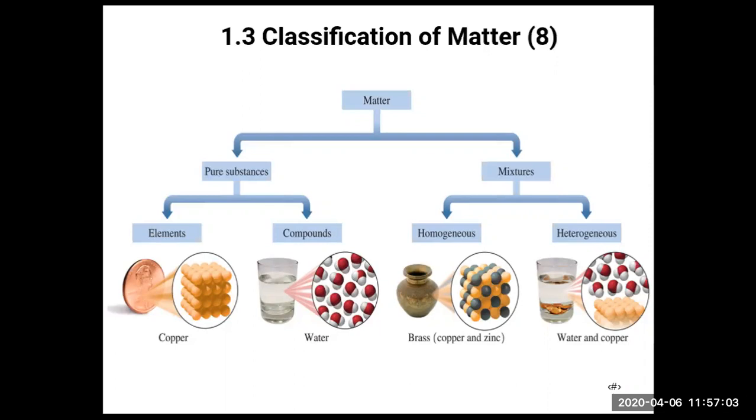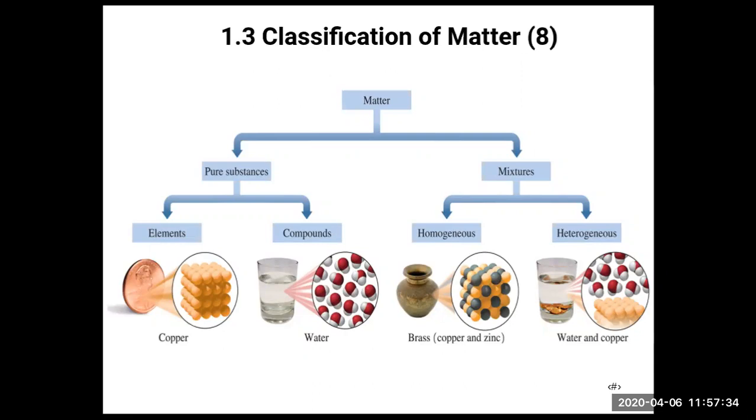And then matter can be classified as pure substances or mixtures. Mixtures can be further classified as homogeneous or heterogeneous. It's homogeneous when you cannot tell that it's made of more than one substance. From the outside, it looks like one substance, even though you know it's made of more than one. And this example here is a solid homogeneous mixture, brass.